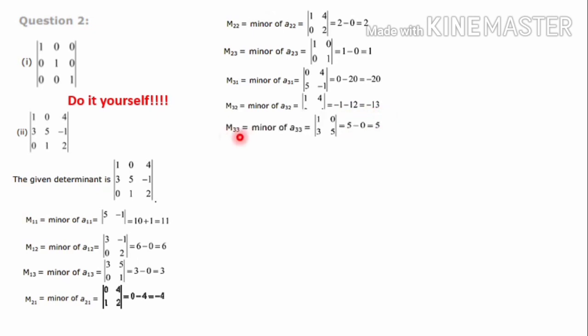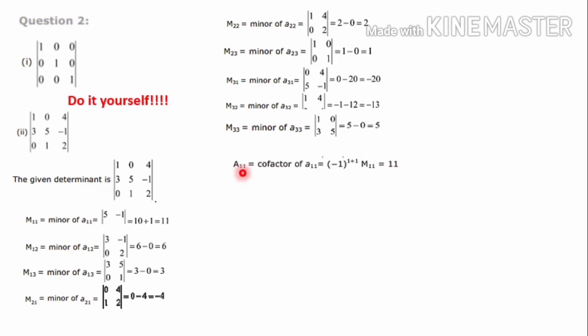Next element, that is M33, that is the minor of A33. A33 is 2 here. That row and column are gone. 1, 0, 3, 5. These are the elements. To calculate the value of the determinant, 1 into 5, that is 5. 3 into 0, that is equal to 0. So 5 minus 0, that is equal to 5. So the minors of all the elements are written here.